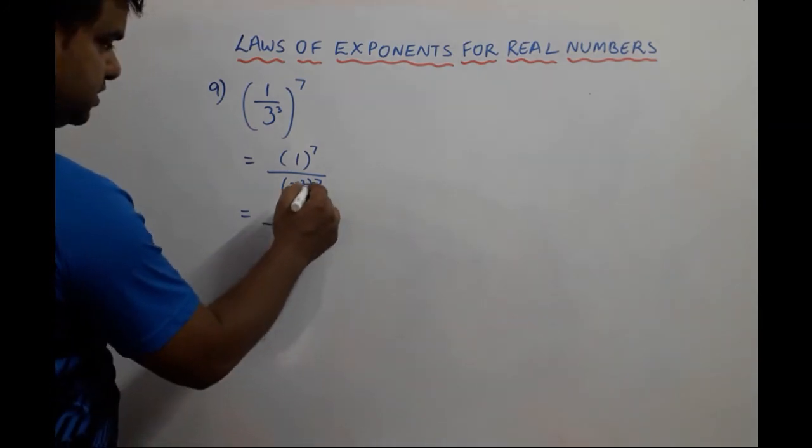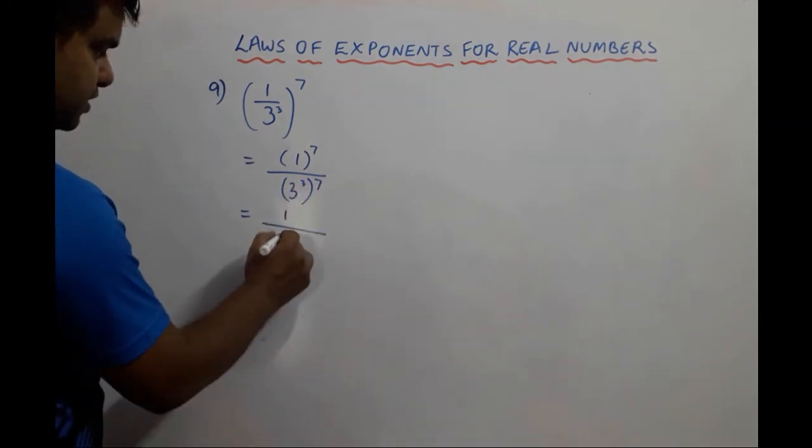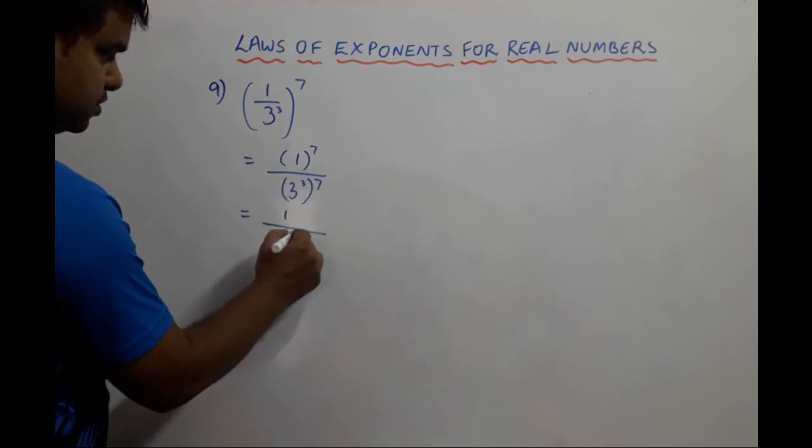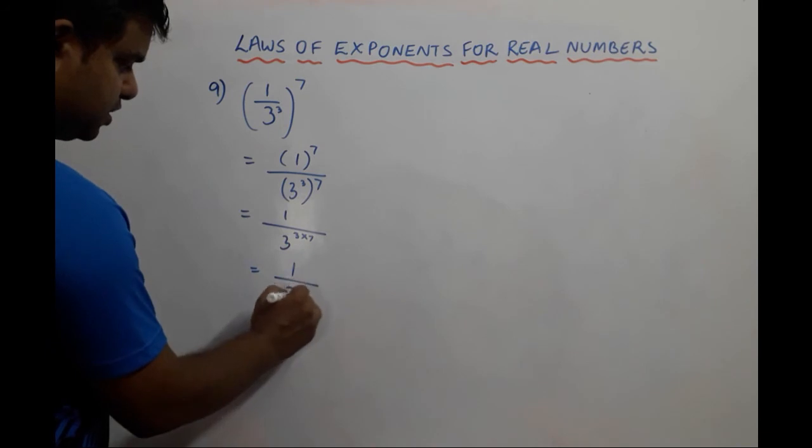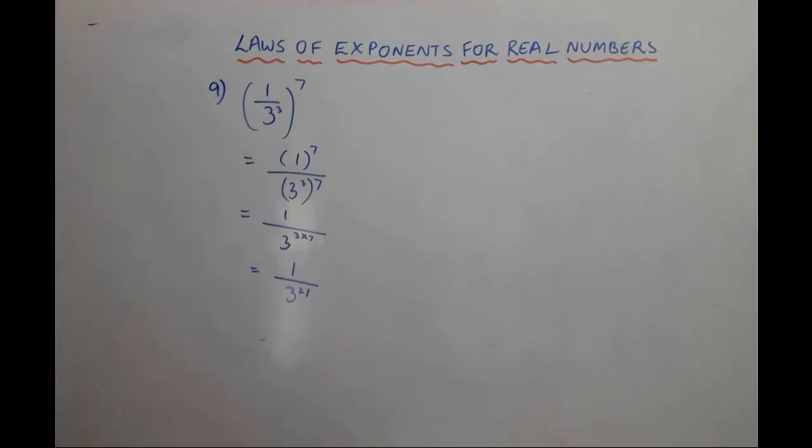In this case, the powers get multiplied. So 3 raised to 3 into 7 will come to 1 upon 3 raised to 21, and that is our answer. Got it? Let's move to the next question.